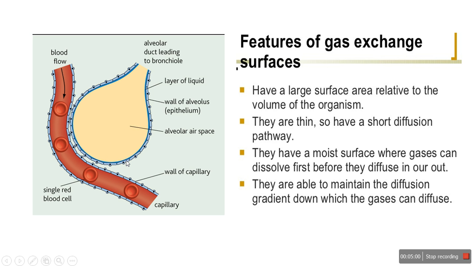And you've also got a really, really thin distance. You can see here the alveoli tissue is only one cell across, and the wall of the capillary is also only one cell thick. So it's a very short distance between in here and in here, which means diffusion is going to happen much more quickly.